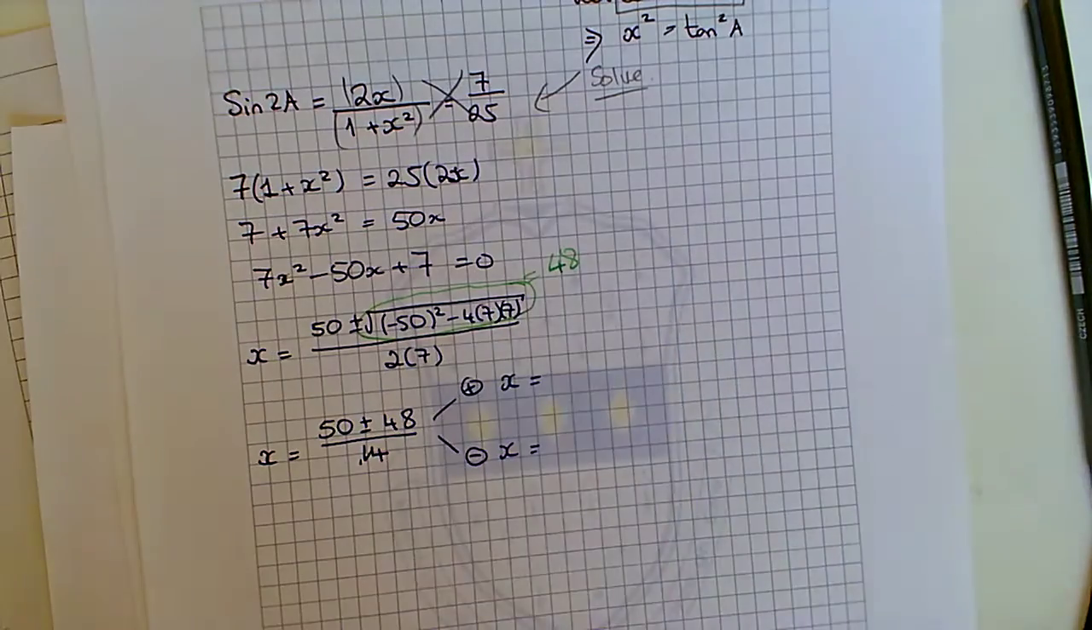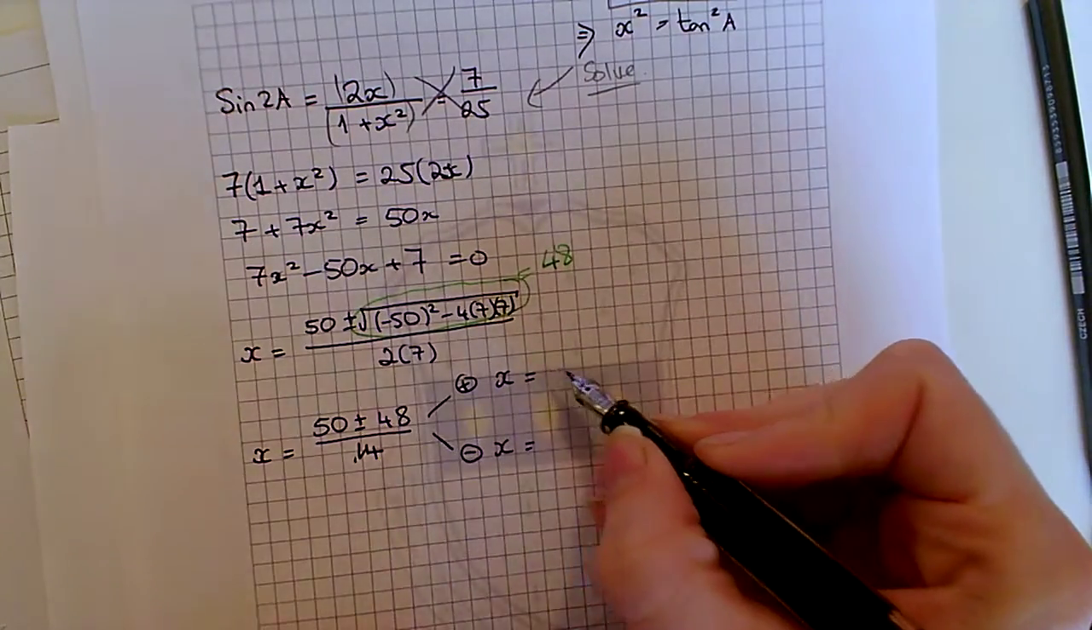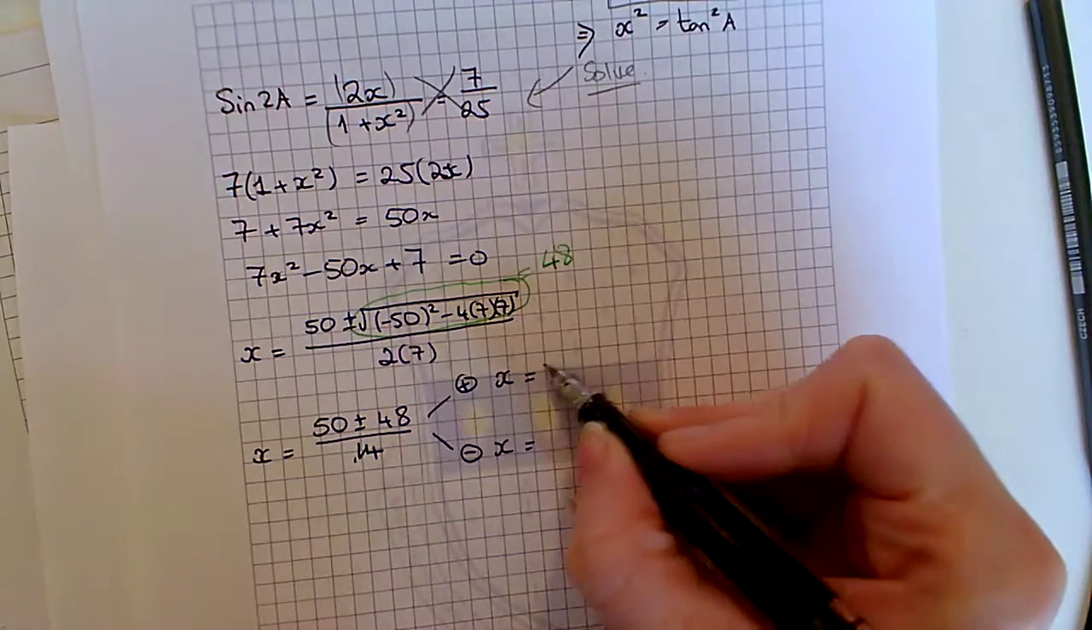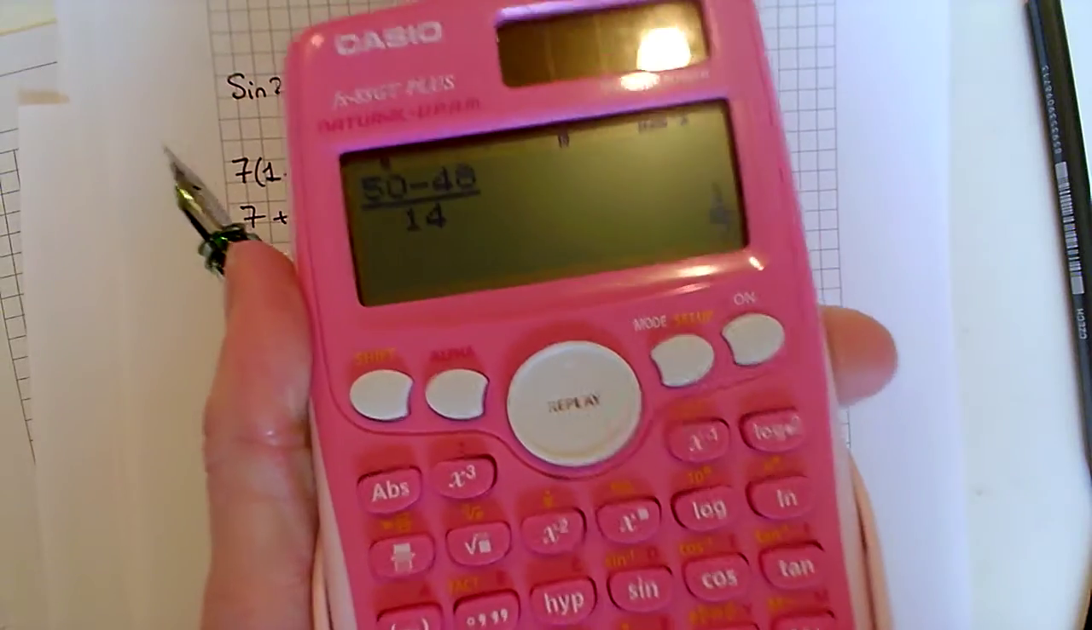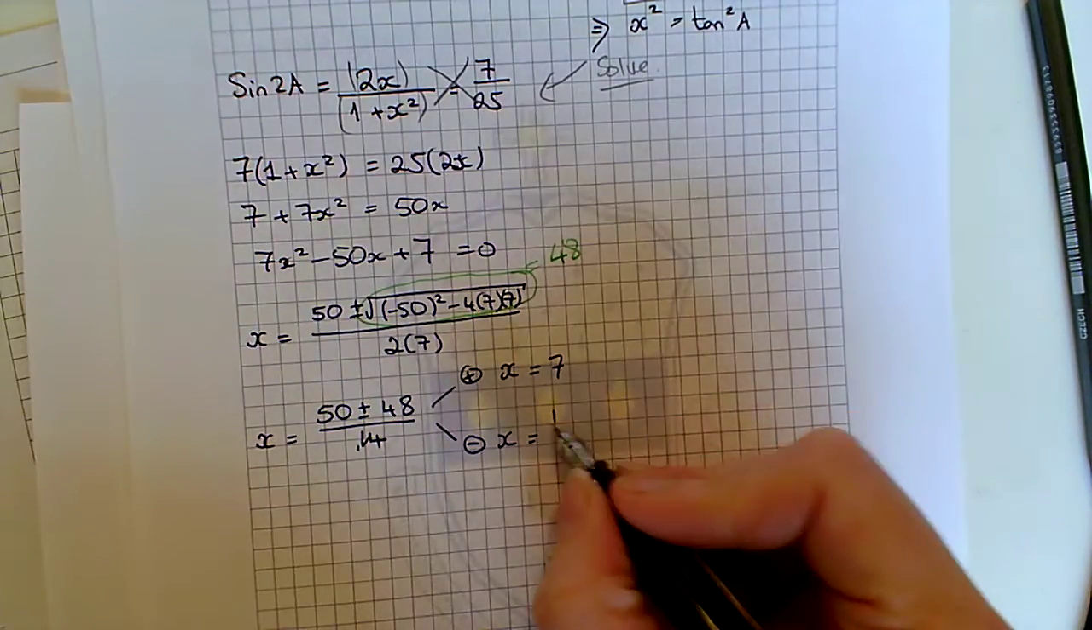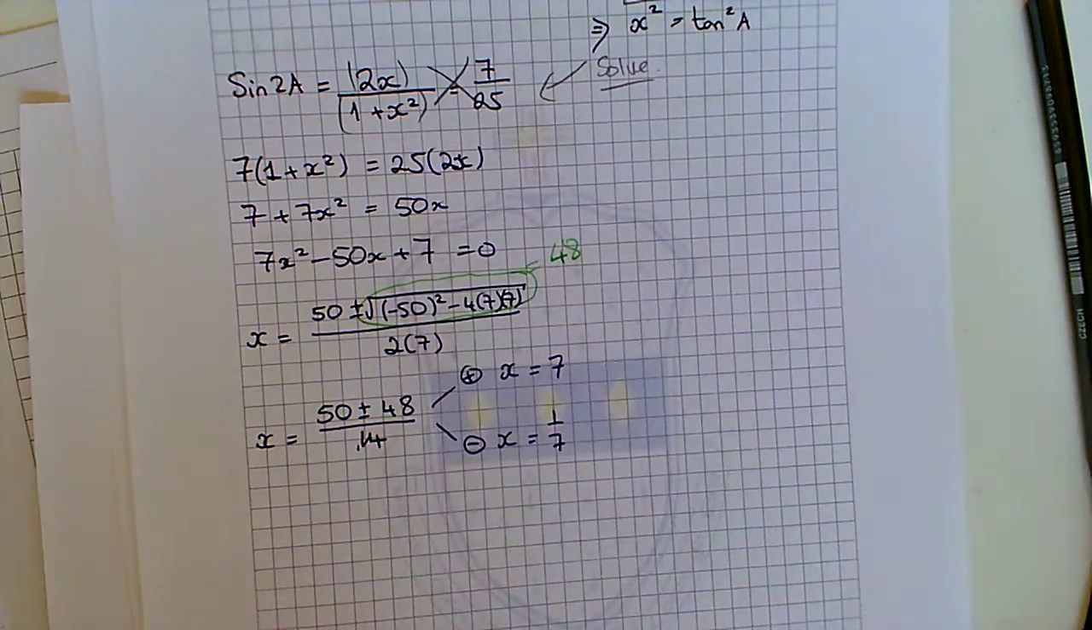You notice we're getting two answers here, and we weren't expecting two answers. The question didn't say values or anything like that. Let's see what we get. So if you plug in the plus, you get x equals 7. And if you plug in the minus, we get x equals 1/7. So we've got two different values. It turns out we get the same answer.